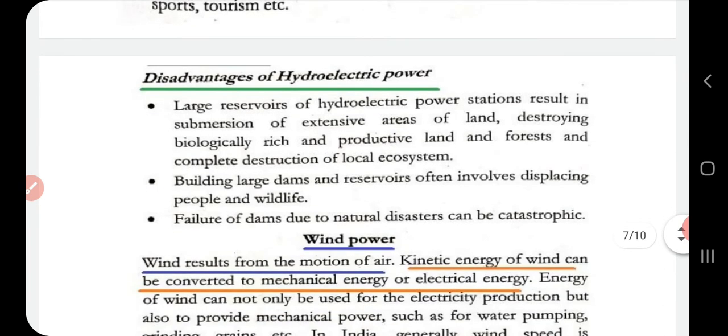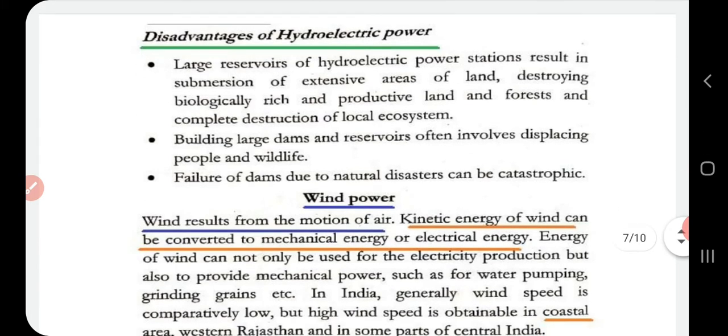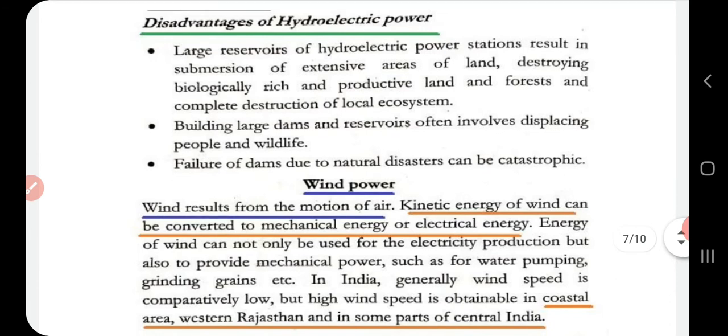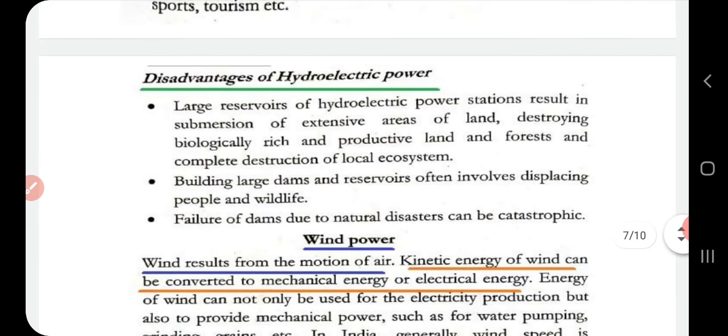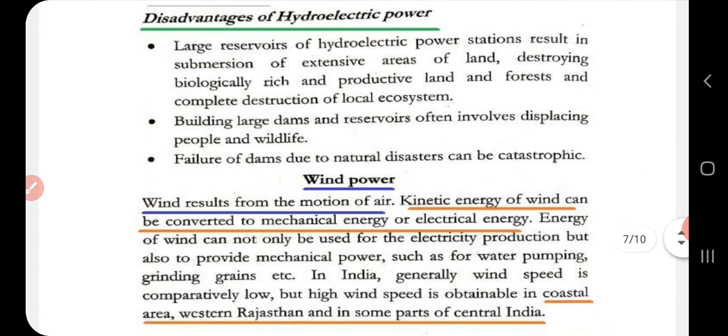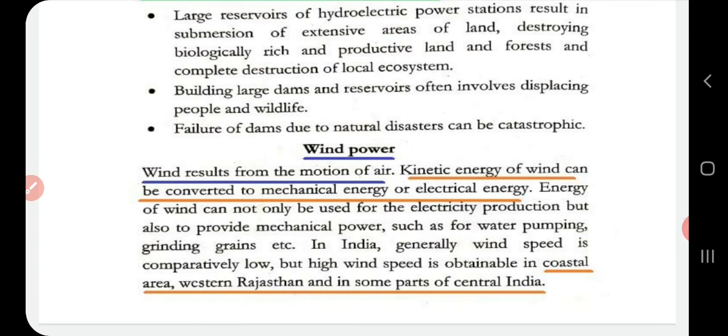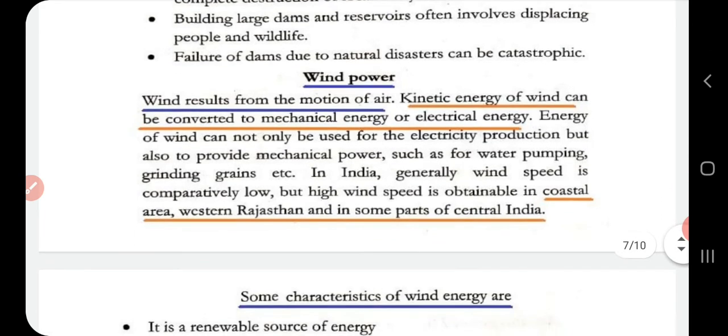These are some disadvantages. Large reservoirs of hydroelectric power stations result in submersion of extensive areas of land. It will destroy biologically rich and productive land and forest, and cause complete destruction of the local ecosystem. Building large dams and reservoirs often involves displacing people and wildlife. Then failure of dams due to natural disasters can be catastrophic. It can cause great damage to human life.